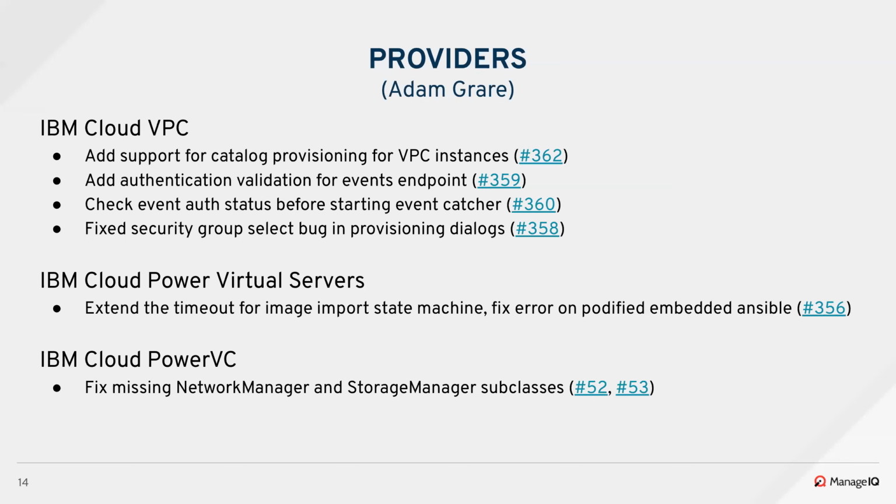Next slide. A lot of movement on VPC this sprint. So Nasser added support for catalog provisioning for VPC instances. So now you can provision these from the service catalog. We also added checks for the events endpoint validation when you verify the credentials. If you also have an events authentication record, we'll check to see if that's valid by checking the resource controller. Nasser also checked the auth status for the event endpoint when looking to start the event catcher, so it won't start if there isn't a successful authentication record for the events already saved.